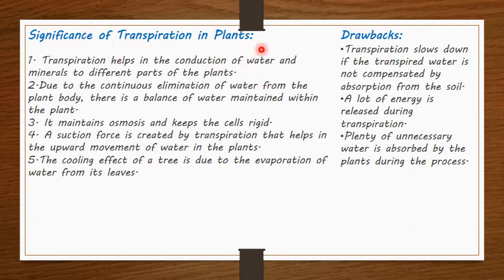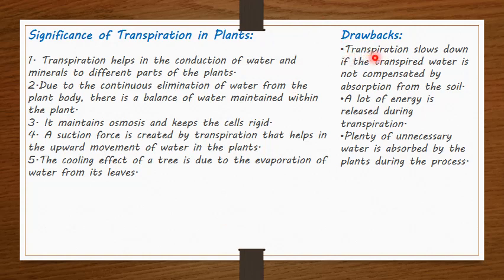Significance of transpiration in plants. Transpiration helps in the conduction of water and minerals to different parts of the plants. Due to the continuous elimination of water from the plant body, there is a balance of water maintained within the plant. It maintains osmosis and keeps the cells rigid. A suction force is created by transpiration that helps in the upward movement of water in the plants. The cooling effect of a tree is due to the evaporation of water from its leaves.